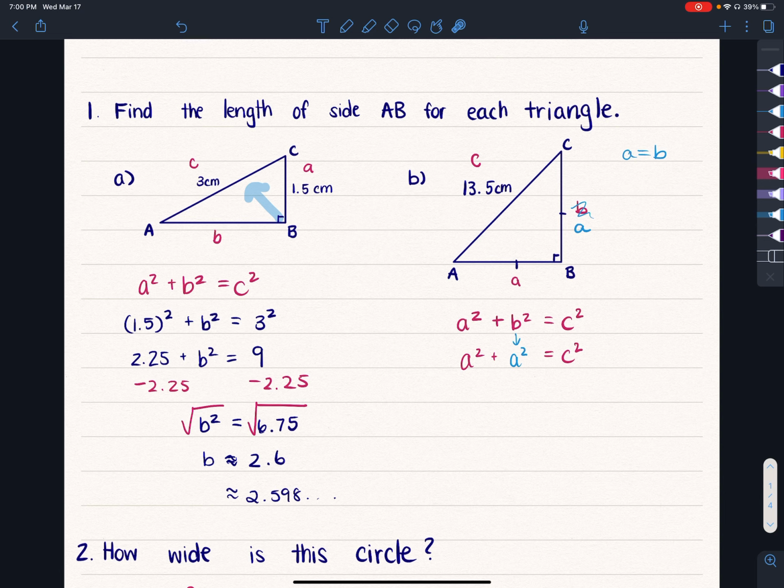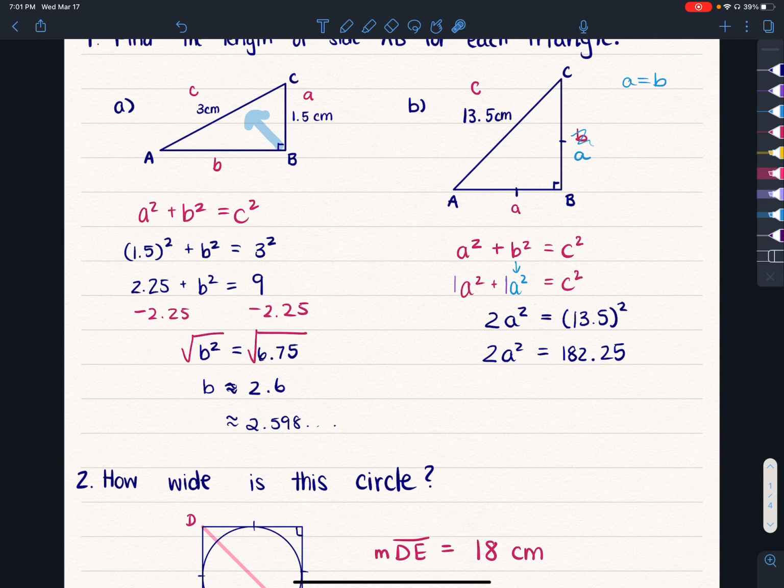And if we think back to our exponent rules, if we have 1a squared plus 1a squared, since there is an invisible 1 in front of both of these, the coefficient there is 1. 1a squared plus 1a squared. We have 2a squared on this side equals, and c is a value that we know. It's 13.5. So we're going to put in 13.5 on this side, and that's going to be squared. So here we're just going to drop this down. Rewrite it. Have our 13.5 squared. That gives us 182.25.